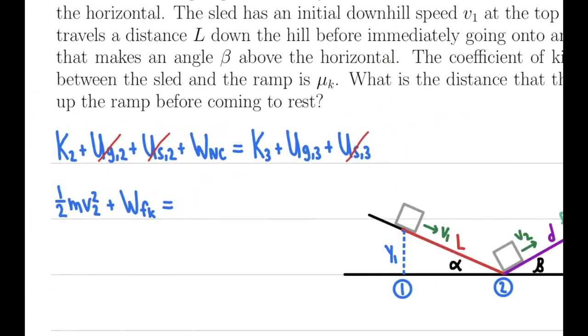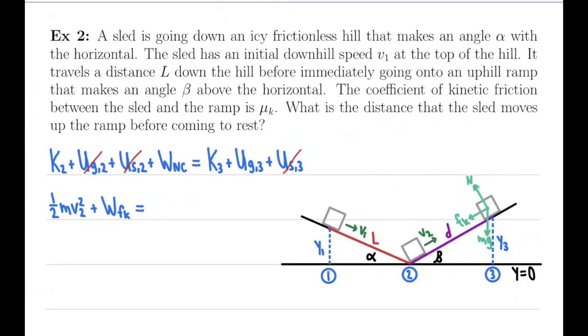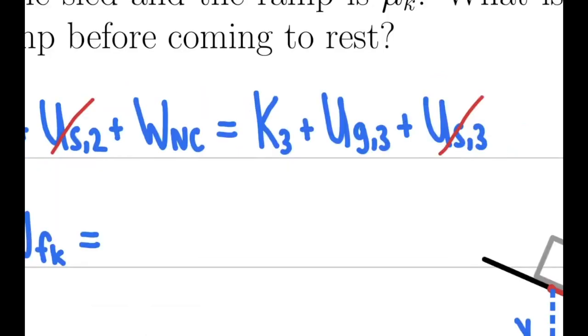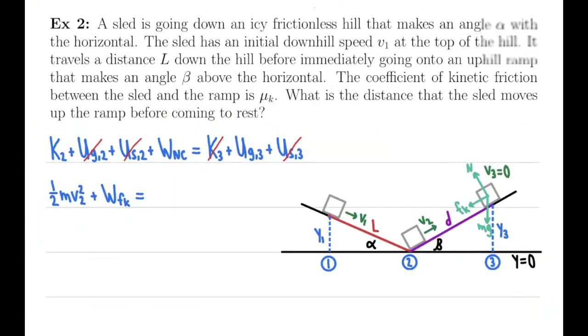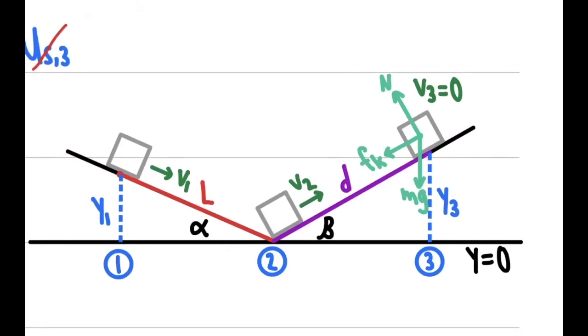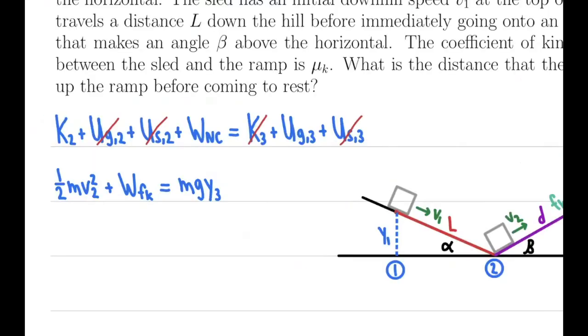K3, that's 1 half mv3 squared. What's v3? 0. Yeah, it says what's the distance that the sled moves up the ramp before coming to rest. So at this position 3 right here, the sled is at rest. So v3 equals 0. So that means K3 is 0. All right, and lastly, UG3. I called this height right here y3. So the gravitational potential energy at position 3 is just mg y3. Okay, so that's what the energy equation reduces to.